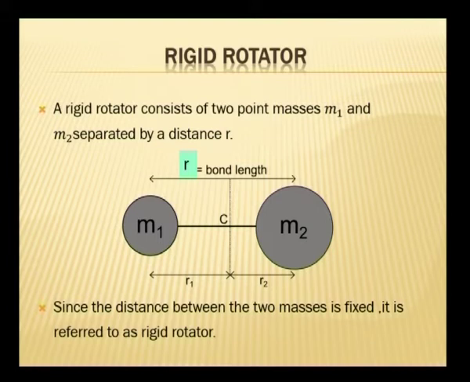So, a rigid rotator consists of 2 masses M1 and M2 separated by a distance, and since the distance between the 2 masses is fixed, it is referred to as a rigid rotator. I will once again go through it. Since the distance between the 2 masses is fixed, it is referred to as a rigid rotator.